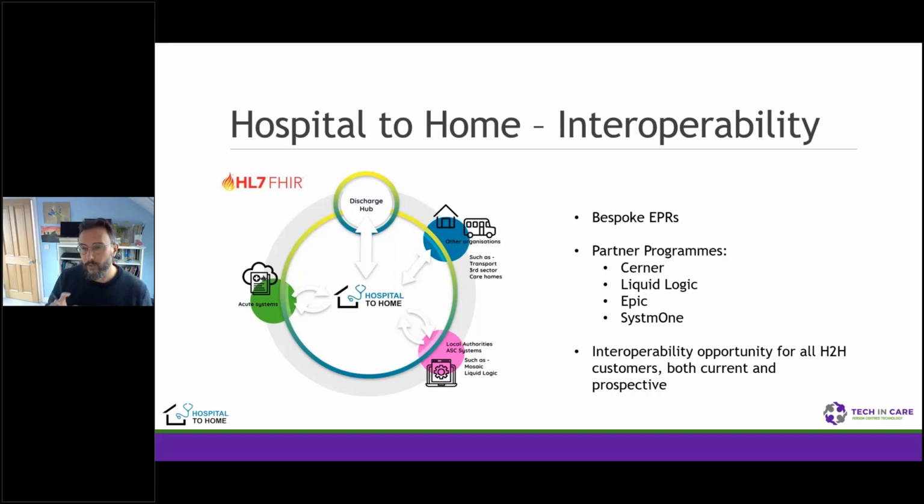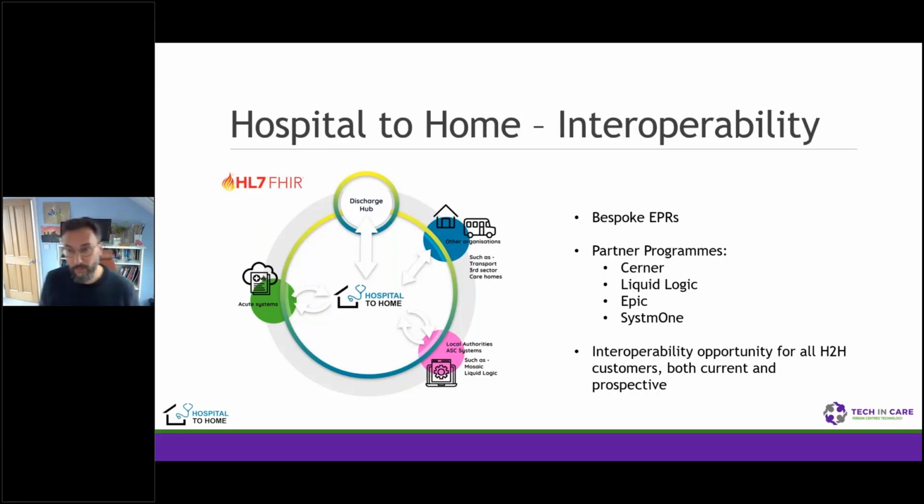What we're looking to do is address interoperability in a bi-directional manner. There is a lot of work going on around this generally, but often it is in a unidirectional manner, taking it from these systems into a shared space where everybody can read but not update the information. What we're looking to do is make that bi-directional, so that, for example, on the wards where people are using their EPRs, if they identify someone as being on the D2A pathway in their EPR, that will automatically trigger a referral going into hospital to home.